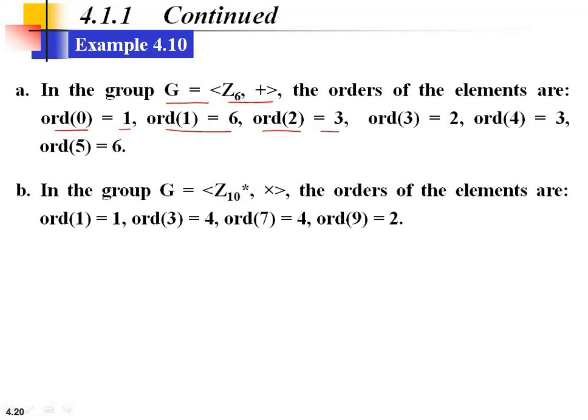Similarly, we can find the order of elements in Z10 star. Z10 star contains only 4 elements, 1, 3, 7 and 9, and the number of elements they can generate is equal to their order. So the order of 1 is 1, the order of 3 is 4, the order of 7 is 4, and the order of 9 is 2. You can go back and see the previous example of how these elements were generated. You need to generate those elements, and then based on their count you define the order of that element.